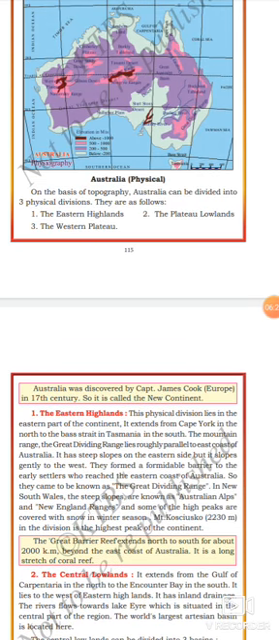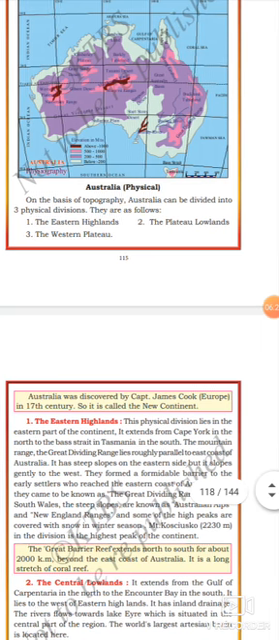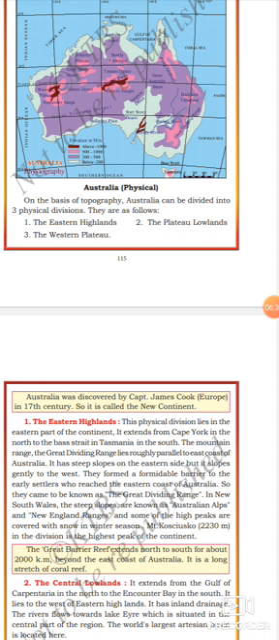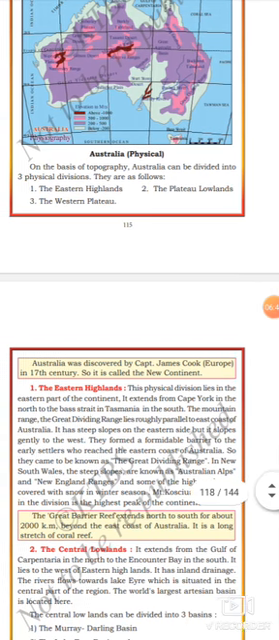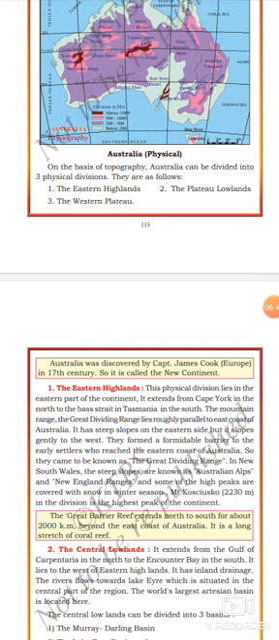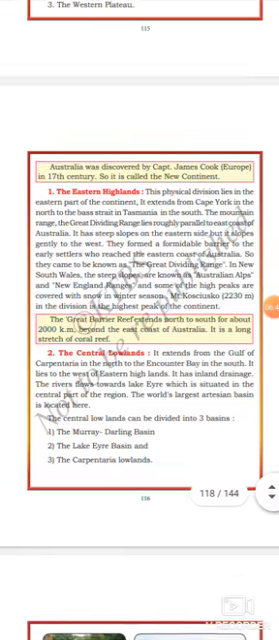On the basis of topography, Australia can be divided into three physical divisions. They are as follows. The Australian physical divisions can be classified into how many divisions? Three physical divisions. What are they? Let us see now. The Eastern Highlands. Second one, the Plateau Lowlands. Third one, the Western Plateau. Let us see now one by one.